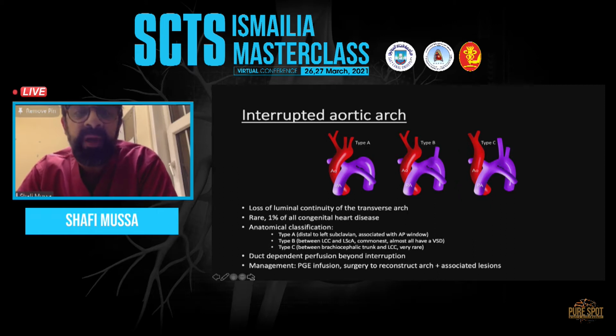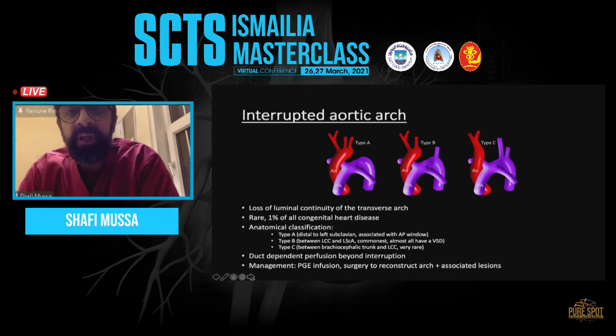Type A, where the interruption is distal to the left subclavian, and this is associated commonly with an aortopulmonary window. Type B, the commonest type, where the arch is interrupted between the left subclavian artery and the left common carotid artery, and is almost invariably associated with the VSD. And then the rarest type between the brachiocephalic trunk and the left common carotid artery, which is very unusual.